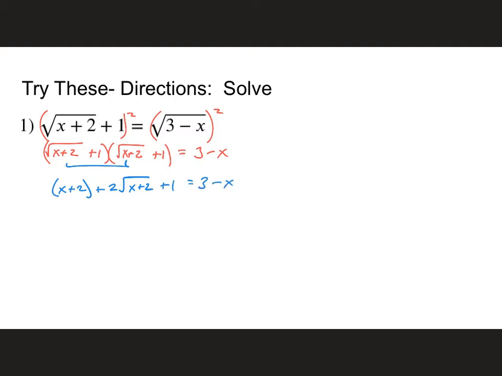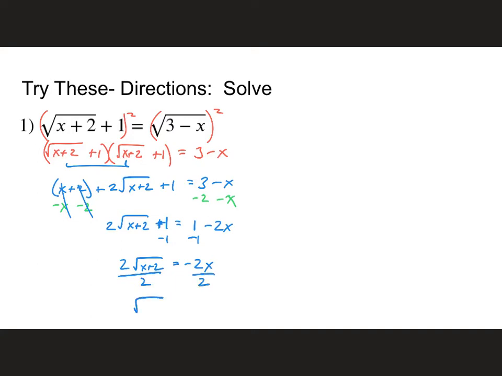I will combine my like terms, so I'll subtract x from both sides. I'll subtract 2 from both sides. What does that give me? Well, those cancel, and I'm left with 2 square roots of x plus 2 plus 1 equals, let's see here, that's going to give me 1 minus 2x. I forgot to subtract my 1 from both sides. I'll take care of that now. I'll get 2 times the square root of x plus 2 equals -2x. I'll divide both sides by 2, and I'm left with the square root of x plus 2 equals -x.